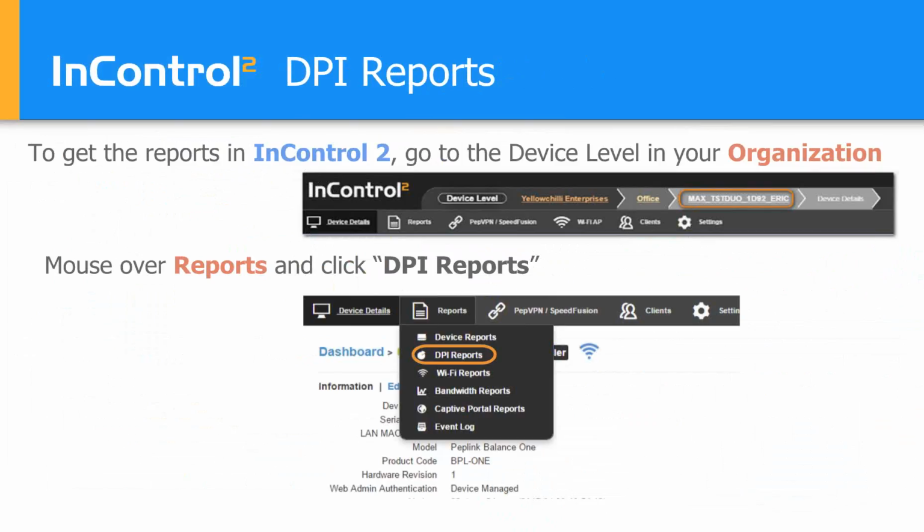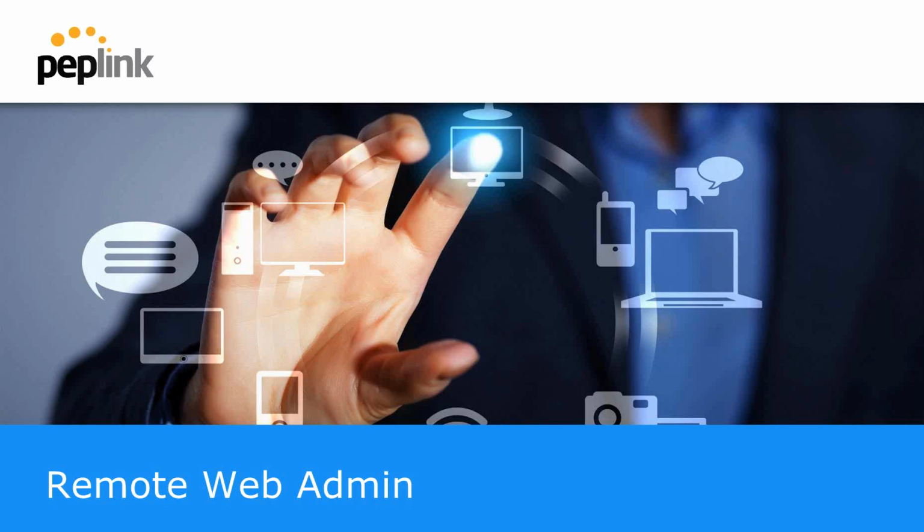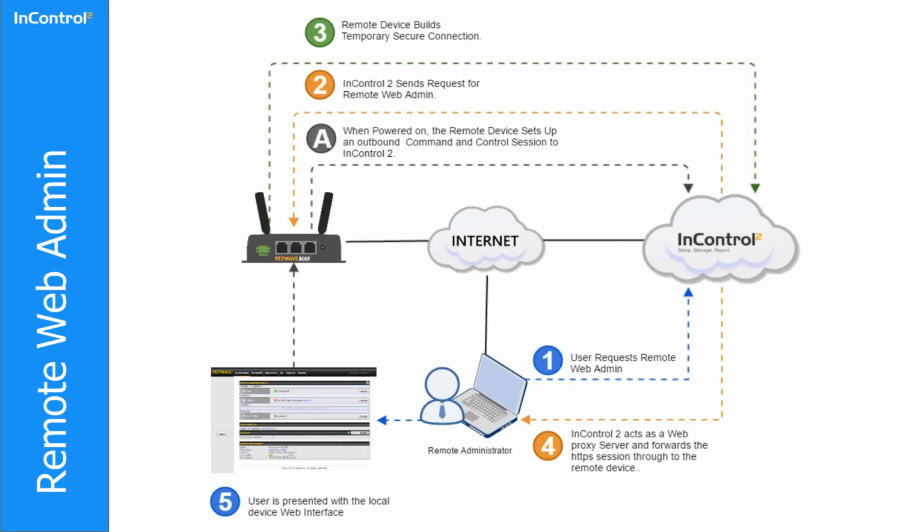Now that we're on the device level, let's keep going. First off, remote web admin. This is one of the very cool tools that In Control 2 brings to the table. It's kind of based on a remote assistance protocol that the support team uses to get into the unit GUI and the CLI automatically. What this allows you to do is to be able to get into your device, even behind a NATed IP, anywhere in the world.